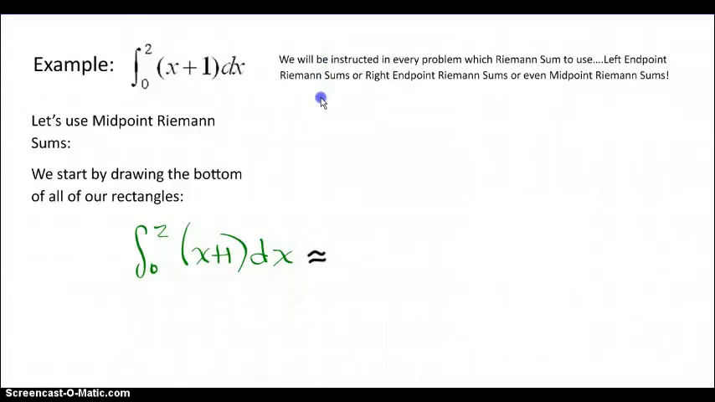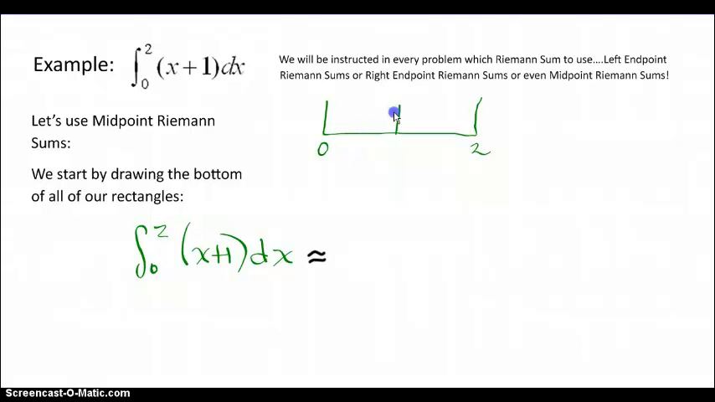Again, we're going to be instructed in every problem which Riemann sum to use. They'll tell you, use a left endpoint Riemann sum, or a right endpoint Riemann sum, or a midpoint Riemann sum, just like this. Let's use a midpoint Riemann sum. We start by drawing the bottom of all the rectangles, right? We're going to draw the bottom of all the rectangles over our interval. So we are going from 0 to 2 along the horizontal axis.